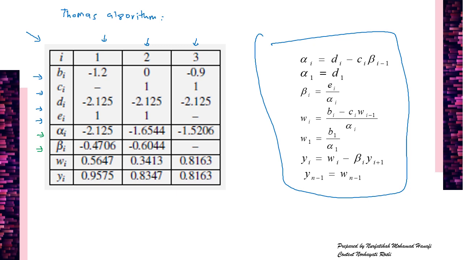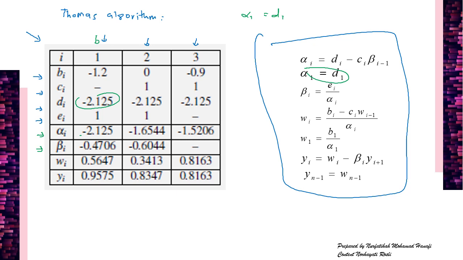For i equal to 1, that means alpha 1. The formula: alpha 1 is equal to D1. So alpha 1 is equal to D1, and D1 is equal to minus 2.125. Then you cannot get alpha 2 and alpha 3 yet.